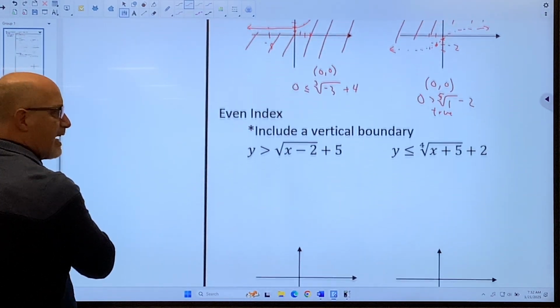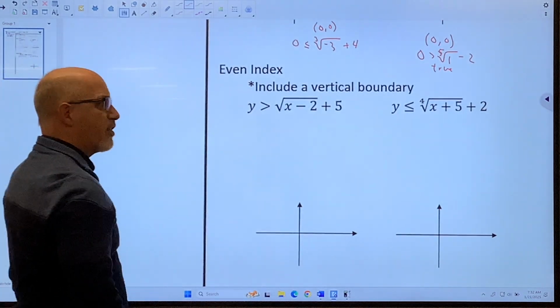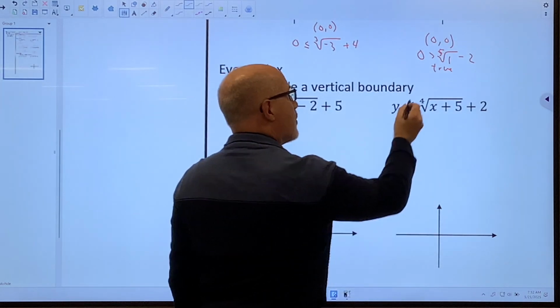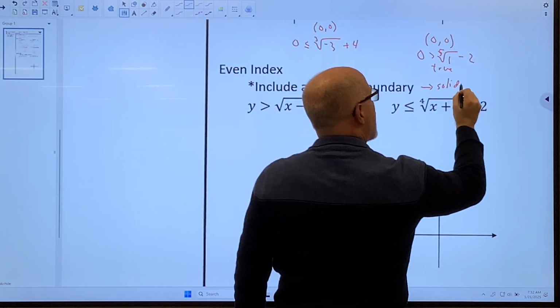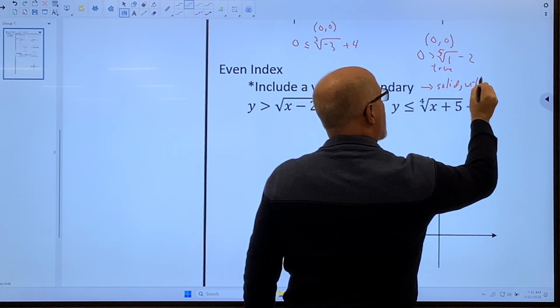Now for the even index, we need to add what's called a vertical boundary. And this is going to be solid with an open or closed dot.